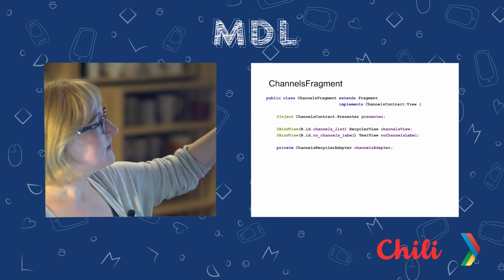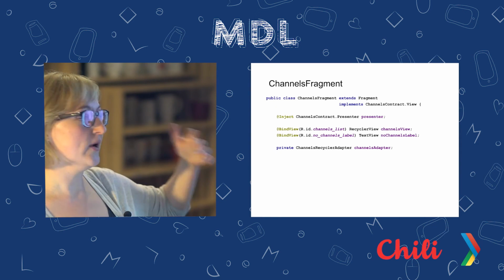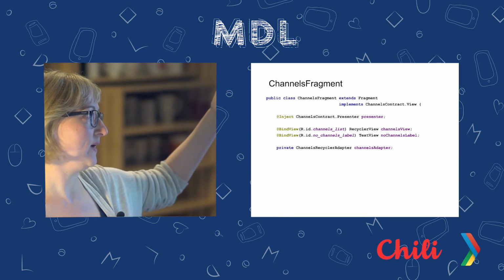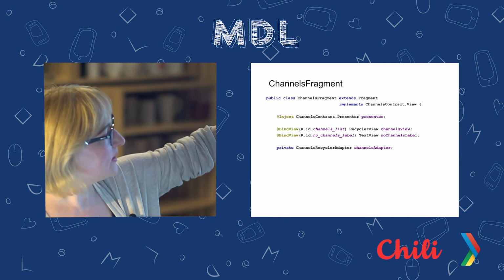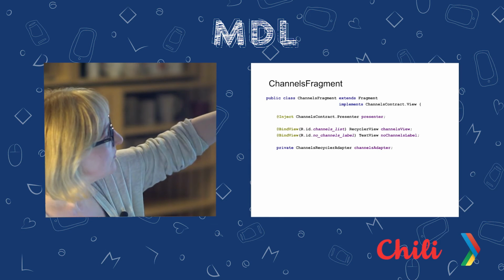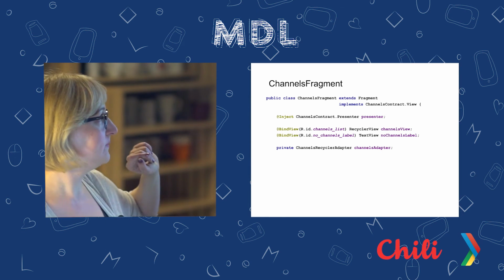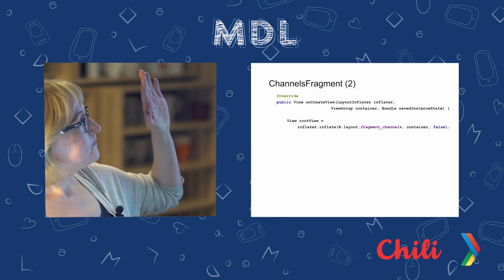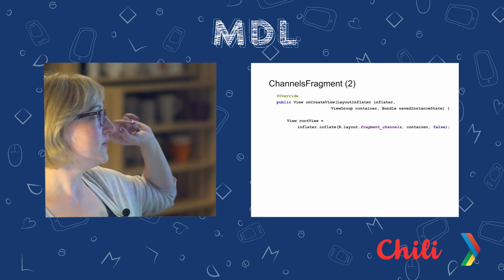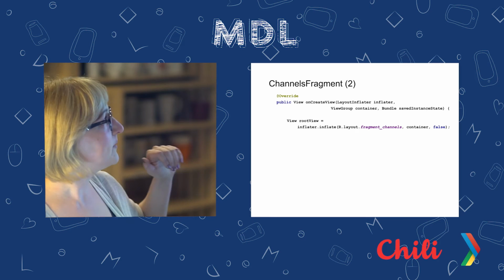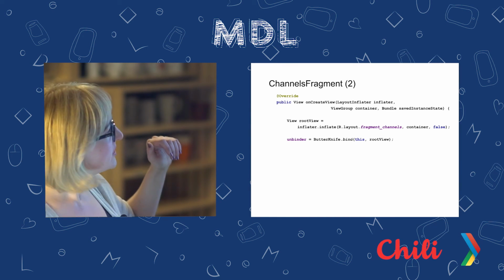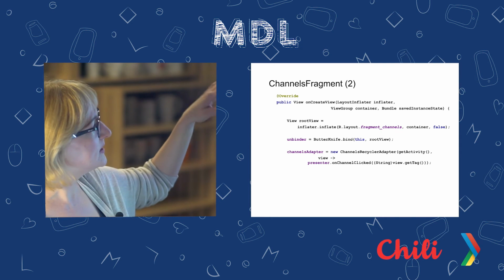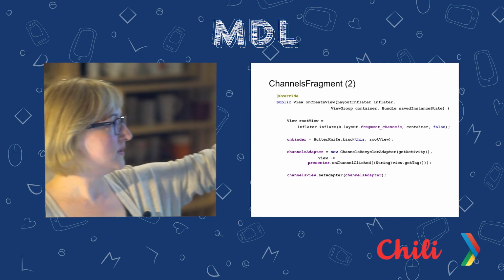This is the basic stuff: if you write for Android, you know that you have references to some kind of views from your layout. We have two views here and a channel adapter for the RecyclerView. This is just the beginning of the class. Now onCreateView is a method from the lifecycle of the fragment. Here we just inflate the layout, bind the views, create the adapter, and set it to the channel view.